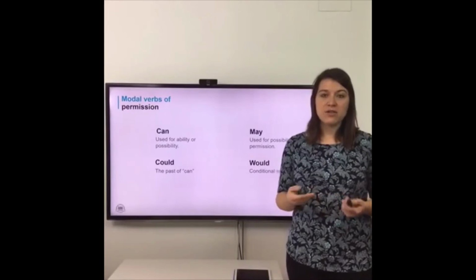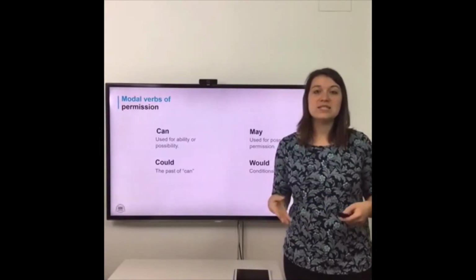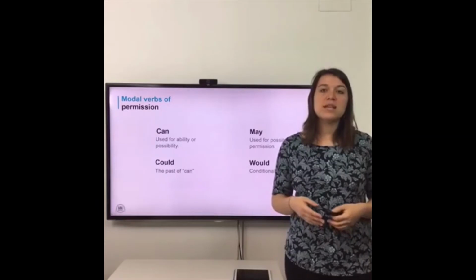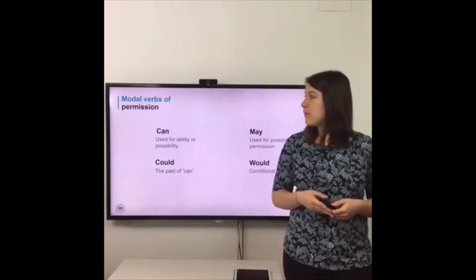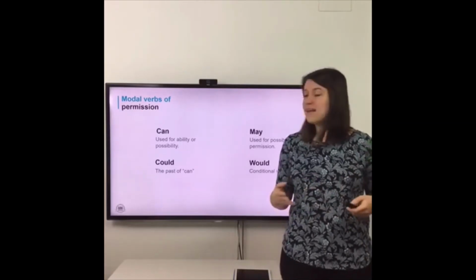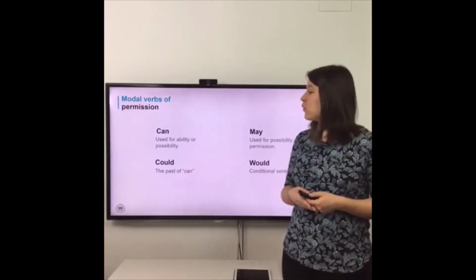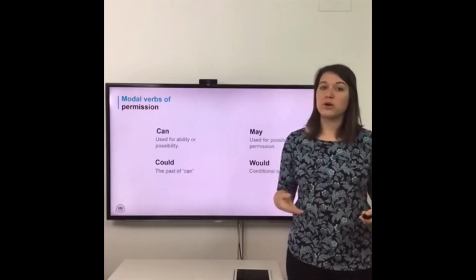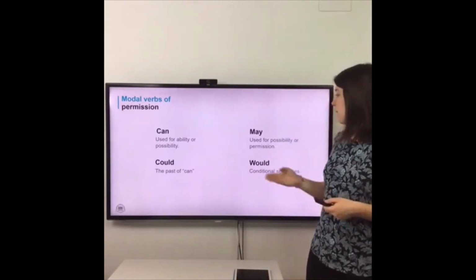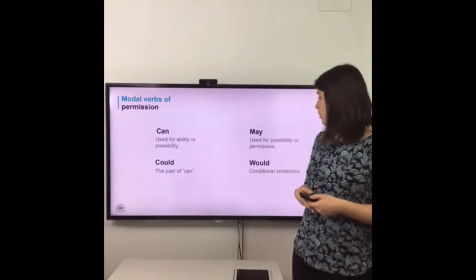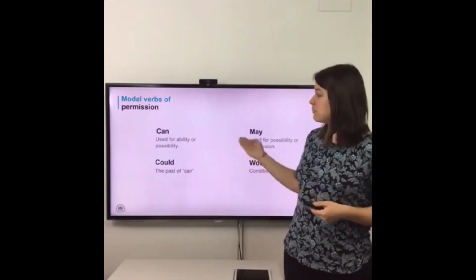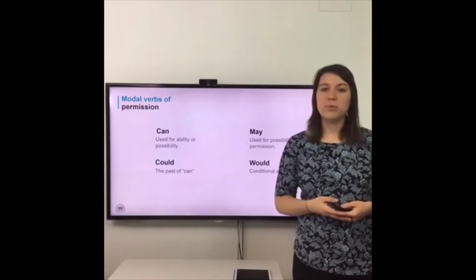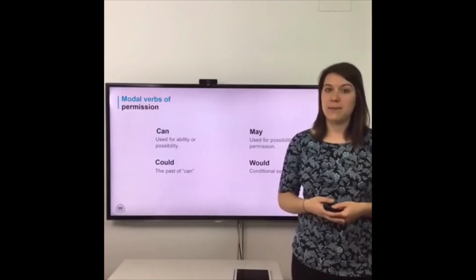When speaking on the phone, it's best to be polite, and one of the ways that we use polite speech is modal verbs of permission. Let's look at some different examples. The first one is can, like, can I help you? This is used for ability or possibility. The past tense of can is could, and we also use it as a modal verb. Could you take a message, please? May is used for possibility or permission, so this is similar. May I help you is similar to can I help you. And would is a conditional, also a modal verb of permission. Would you like me to take a message?